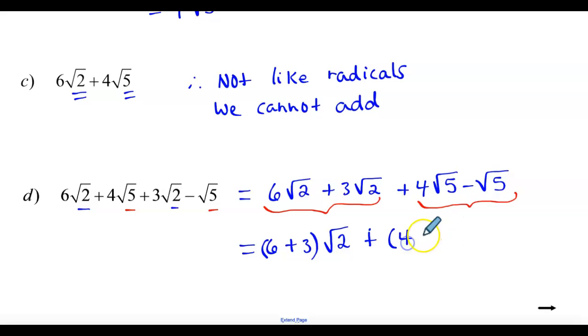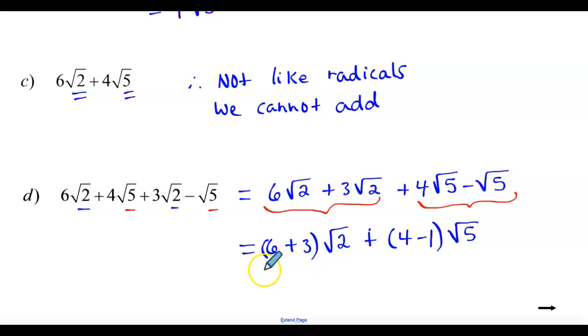4 minus, now if there's nothing written here, right, it's really a 1. Don't forget that. Don't just write 4 and forget about the fact that you also are subtracting 1 times the square root of 5. So we write 1 here, put another bracket, and then we write the square root of 5.